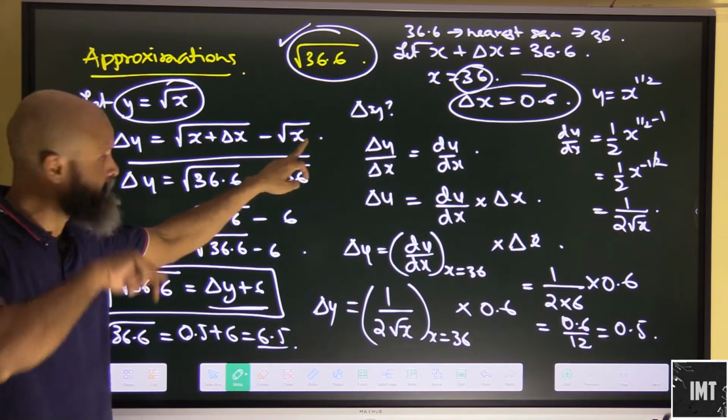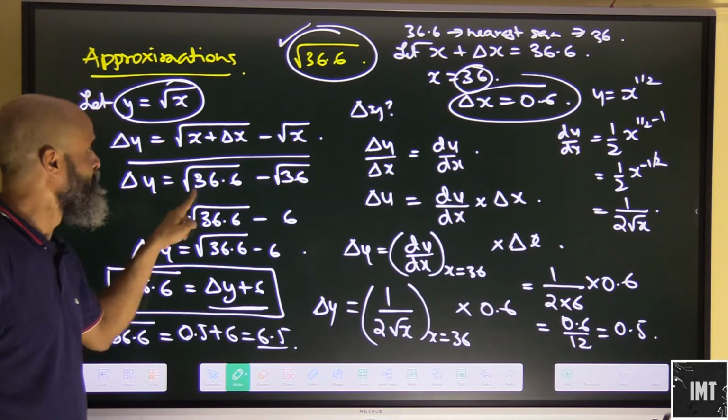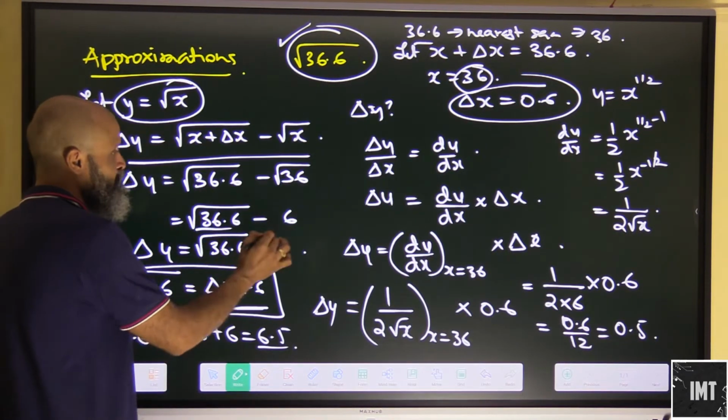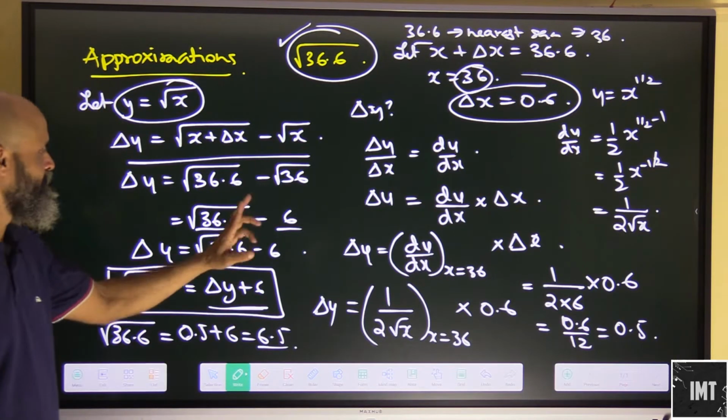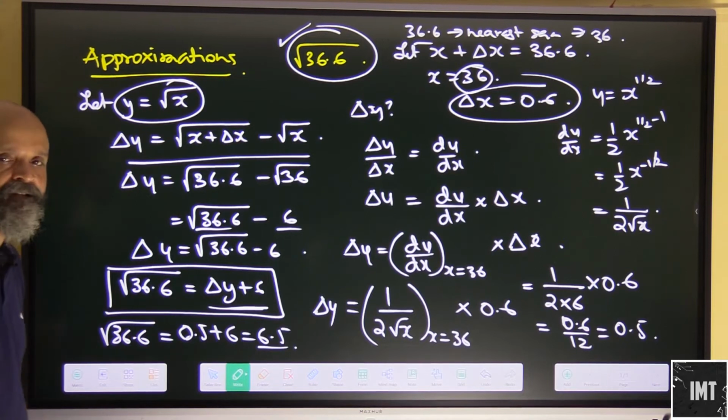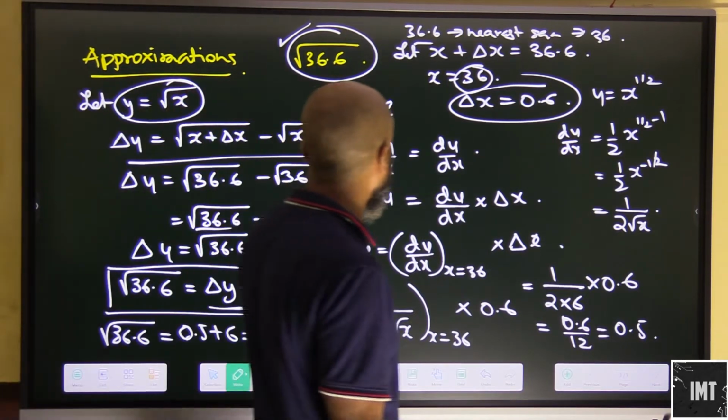So x plus delta x minus x. So y will be root 36.6 minus root 36, so this will be root 36.6 minus 6. So delta y will be root 36.6 minus 6, so root 36.6 will be delta y plus 6. Okay, now we have delta y.